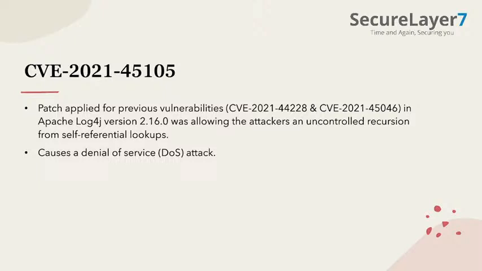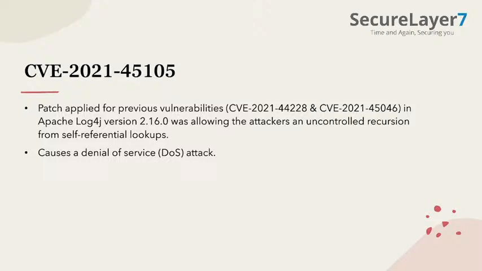So the Apache Log4j2 versions from 2.0-alpha1 to 2.16.0 did not protect against uncontrolled recursion from self-referential lookups, right? So this allows an attacker with control over the thread context map data to cause a DoS attack. Now, the issue over here is not an RCE, but it is a denial of service attack.